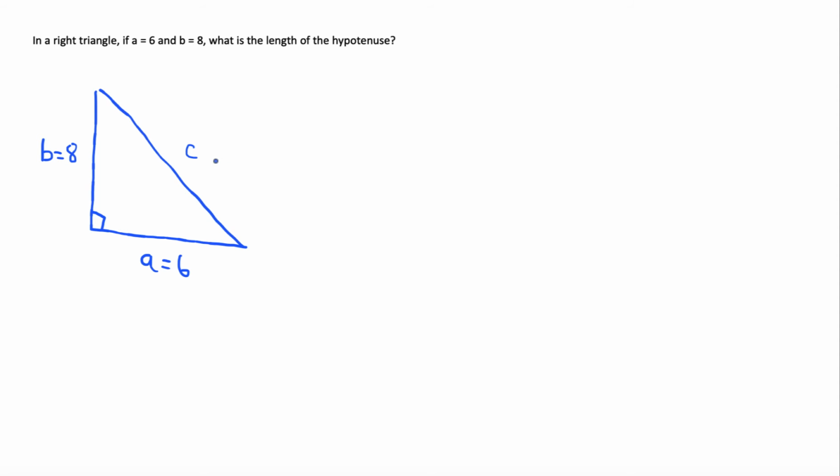So that's the unknown. We also know that in a right triangle, the Pythagorean theorem gives us the relationship between A, B, and C. And what is that relationship? What is the Pythagorean theorem here? It's one of the most famous, well-known theorems in math. In a right triangle, it tells us that A squared plus B squared is equal to C squared. And A and B represent the legs, and C represents the hypotenuse, the longest side.